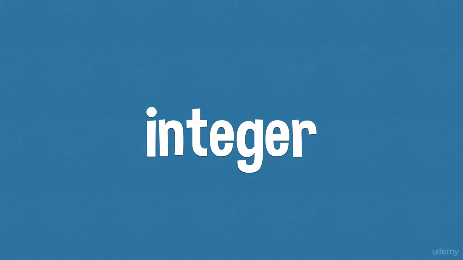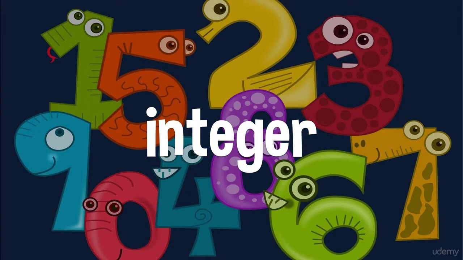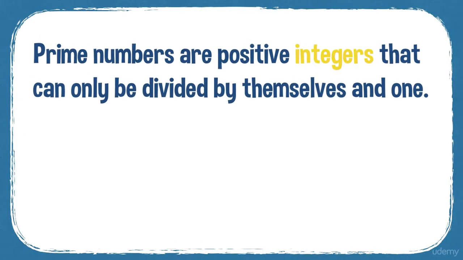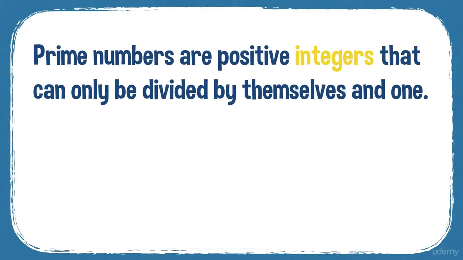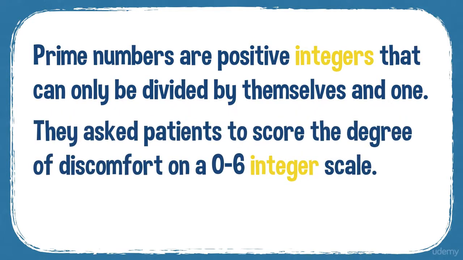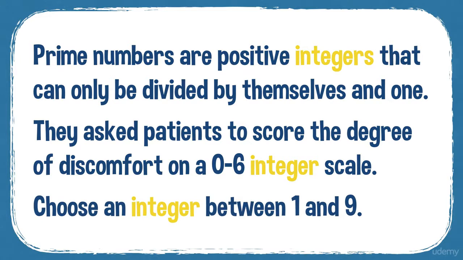Integer. An integer is an exact whole number. It's a whole number, such as 1, 7, 24, 573,463,278. It's a whole number, as opposed to a number with fractions or decimals. So, for example, prime numbers are positive integers that can only be divided by themselves and 1. They asked patients to score the degree of discomfort on a 0 to 6 integer scale. Choose an integer between 1 and 9.